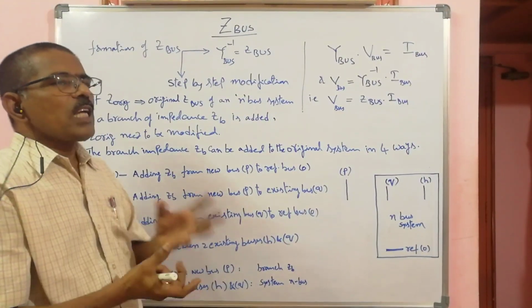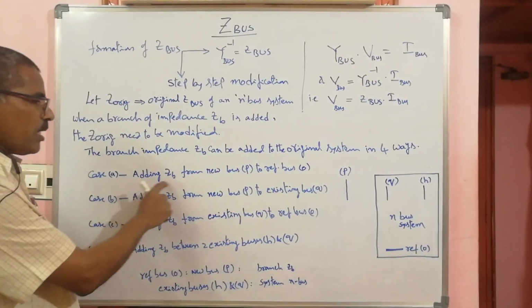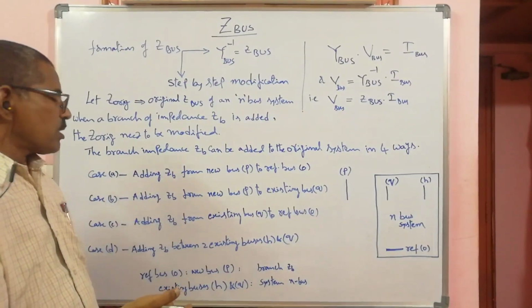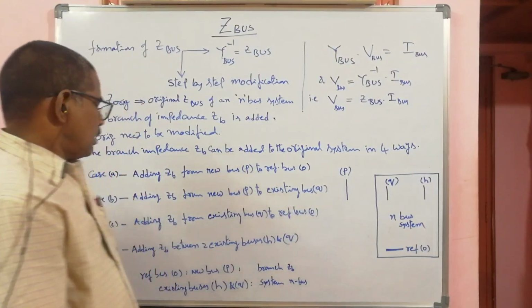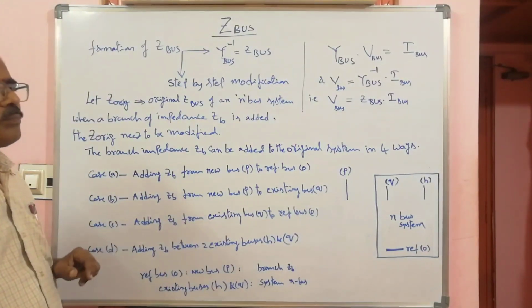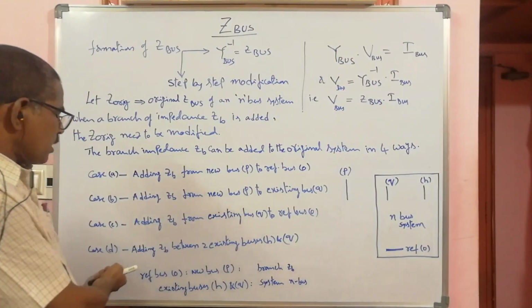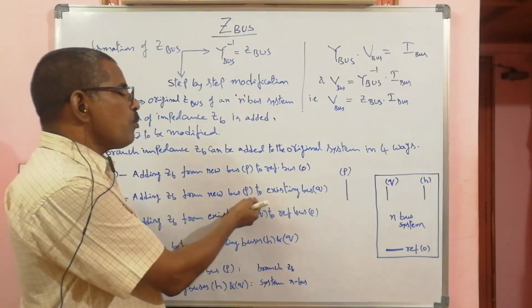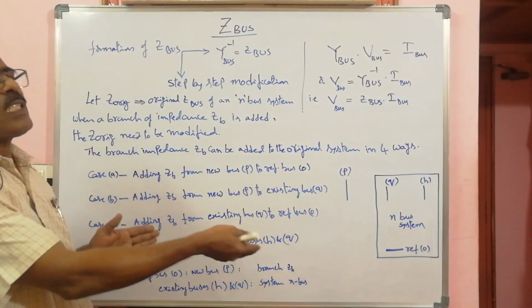Then adding ZB between new bus to reference. That is case A. Existing bus to reference, case C. Between two existing buses, case D. And what is case B? From new bus to existing bus, from new bus P to existing bus Q.